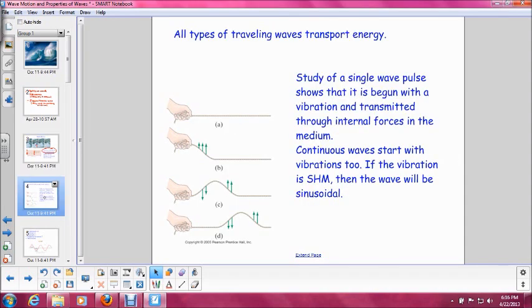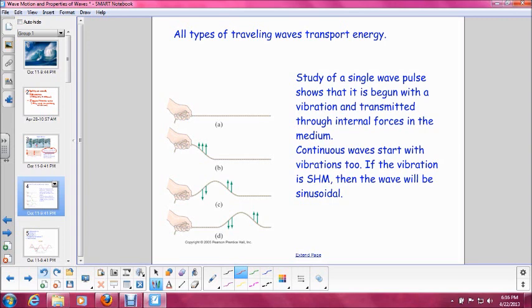Now, all types of traveling waves transport some kind of energy. If we study a single wave pulse, which one hump like this is called a pulse, we can see that the vibration is transmitted through forces in the medium. So the energy is transmitted because the molecules interact with each other and there are actually forces in there that cause them to move.